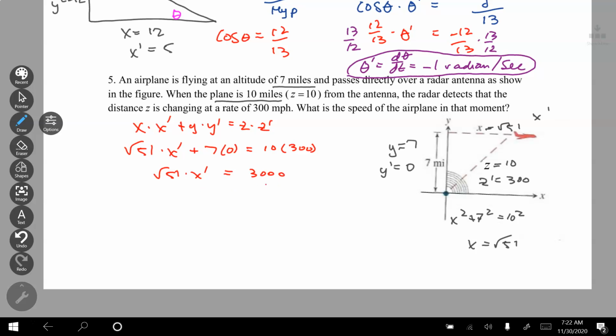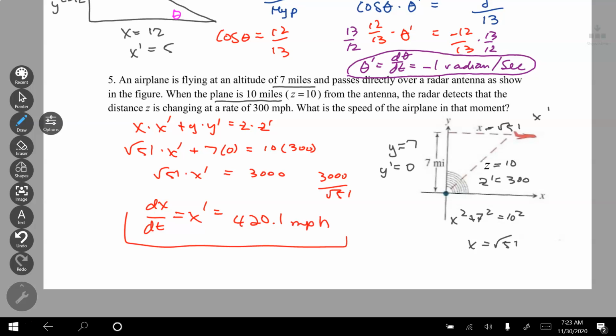3,000. And then I get my rate of change of the airplane, which is x prime, is equal to, well, let's see, 3,000 over the square root of 51. I get 420.1 miles per hour. That's how fast the airplane is flying at that moment.